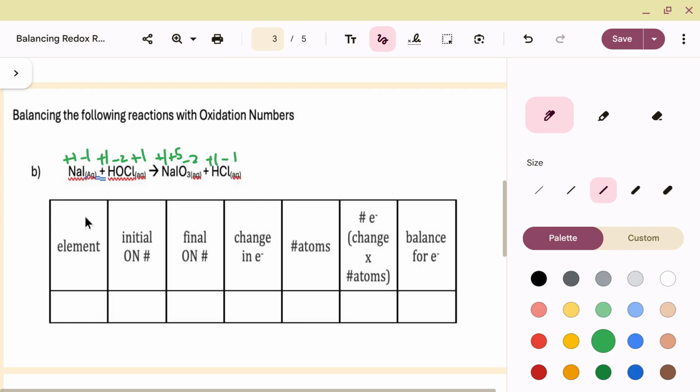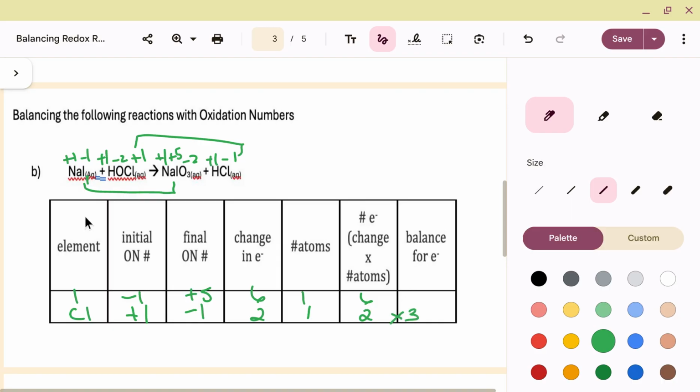So let's see what's changing. We have iodine going from -1 to +5, and we also have chlorine going from +1 to -1. Iodine going from -1 to +5 is an exchange of 6 electrons. There is no subscript, so just one atom, so 6 electrons altogether. And then chlorine going from +1 to -1 is an exchange of 2 electrons. Again, one atom, so a total of 2.